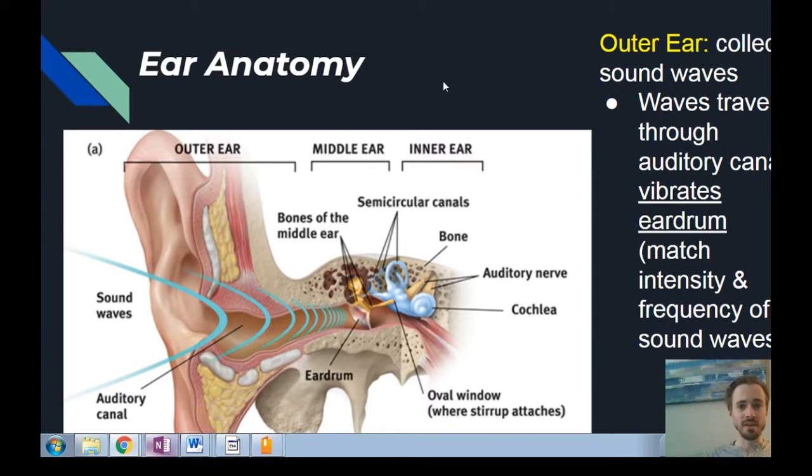Those sound waves, as they're coming in at different pitch and amplitude, are collected here. This is evolutionarily evolved to catch sounds and redirect them into the ear canal. They travel through that canal into the last part of the outer ear, the eardrum.